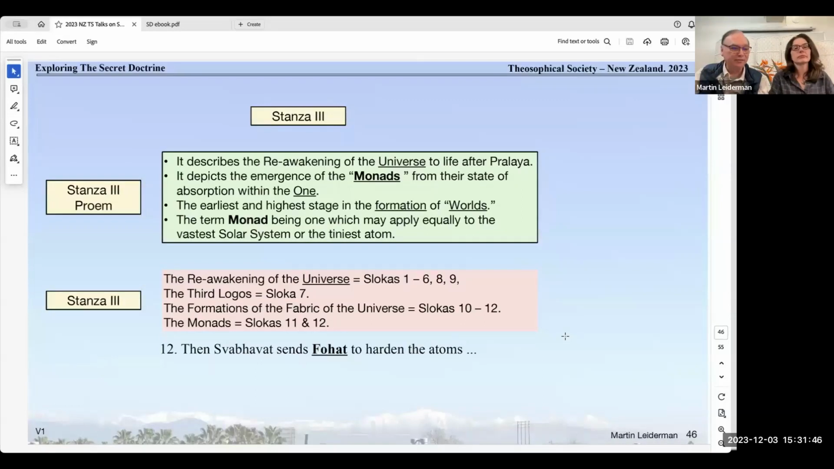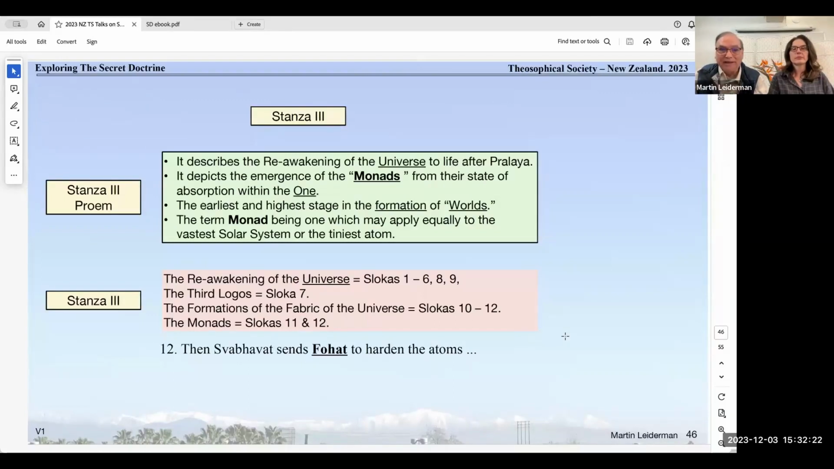Then stanza 3 describes, will you read stanza 3? It's right here. Stanza 3 describes the reawakening of the universe to life after pralaya. It depicts the emergence of the monads from their state of absorption within the One, the earliest and highest stage in the formation of worlds, the term monad being one which may apply equally to the vastest solar system or to the tiniest atom. You see, the poem gives you a lot to look for in the stanza itself.